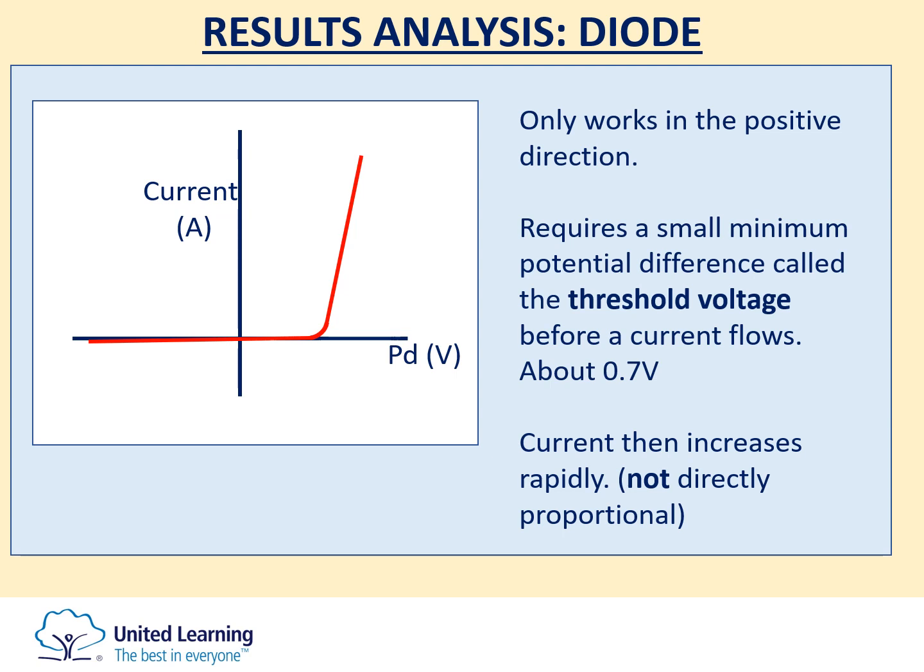However, there is also a minimum potential difference that is needed before current starts to flow. That minimum potential difference is called the threshold voltage, and it's usually around about 0.7 volts, as you can see from the graph here. And then the current will rapidly increase with a very small increase in potential difference. You cannot describe this relationship as directly proportional because it doesn't go through the origin.